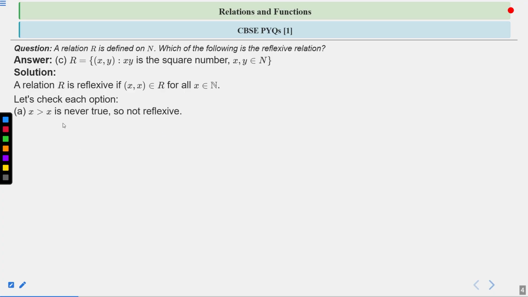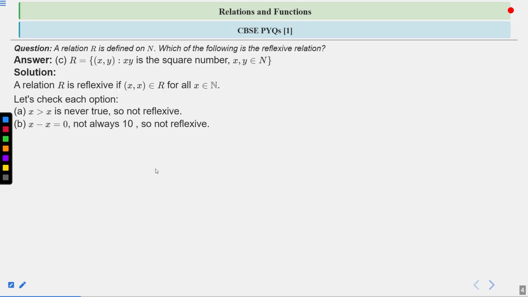Option A says x is greater than y. For reflexivity, (x, x) should be contained in the relation. Therefore, x should be greater than x, which can never be true. Is 1 greater than 1? No. Is 2 greater than 2? No. Any number cannot be greater than itself, since any number is equal to itself. Therefore, x greater than x is never true, so it is not reflexive.